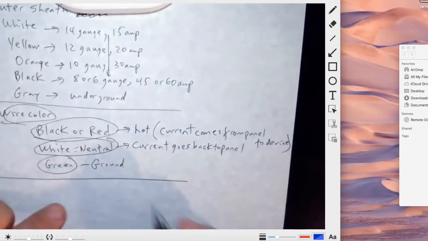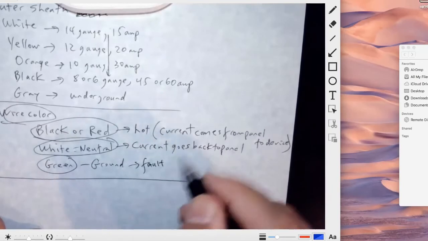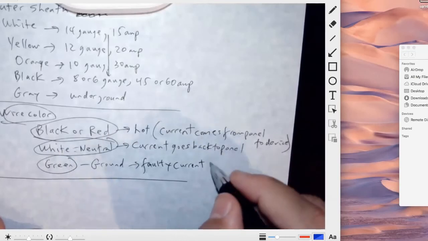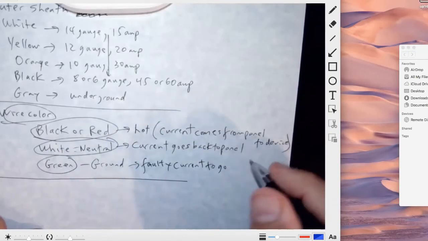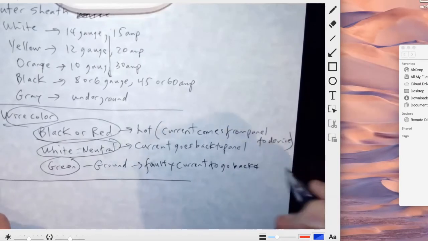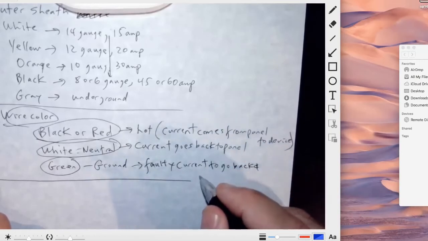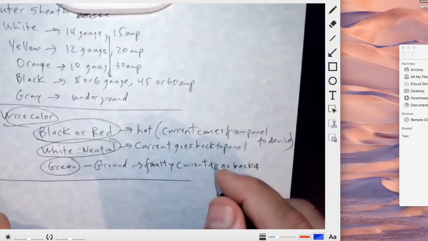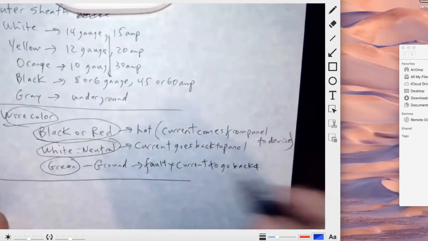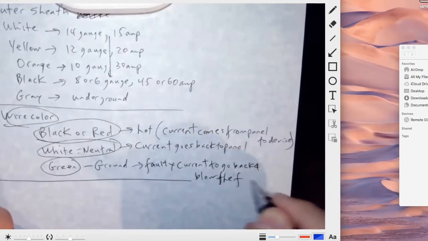And this is for the fault. I guess we could say faulty current to go back, or surge current to go back and break the circuit, blow the fuse.